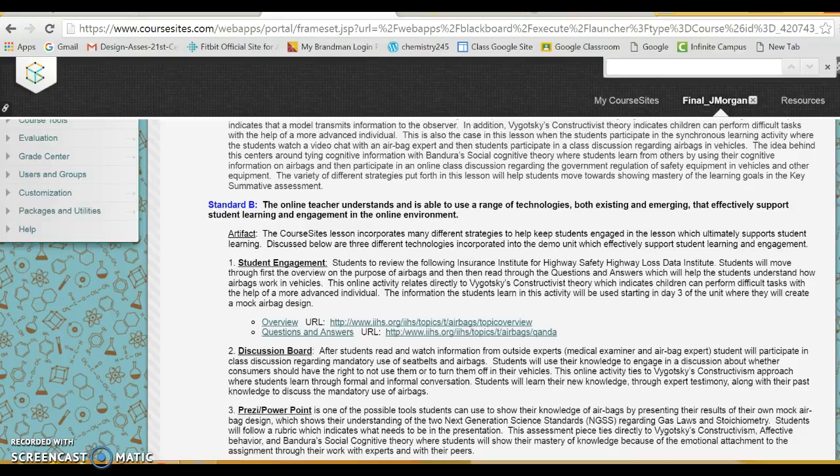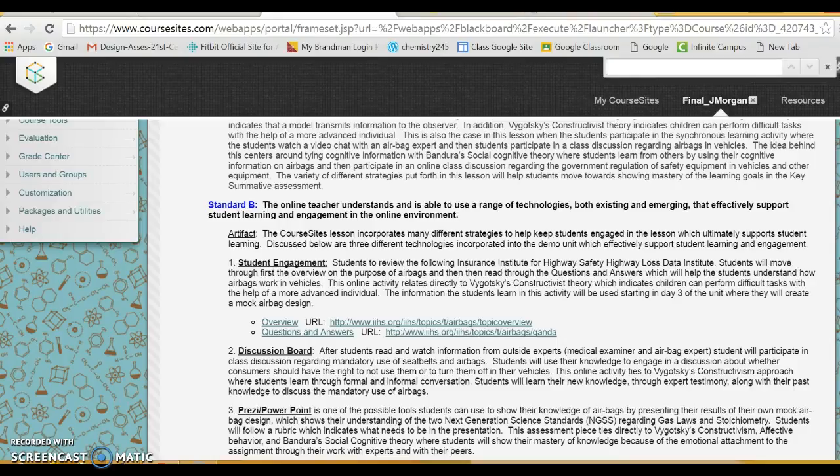The first one, based on student engagement, is that the students are going to be reading questions and answers and an online link from the Highway Safety Institute talking about airbags and how they work and death rates and all sorts of information. Nothing about chemistry here. The online activity relates directly to Vygotsky's constructivist theory that indicates children can perform difficult tasks with the help of a more advanced individual. So we're learning some information from here. So you'll see there's an overview and then a question and answer. So they will be learning information here through this student engagement.